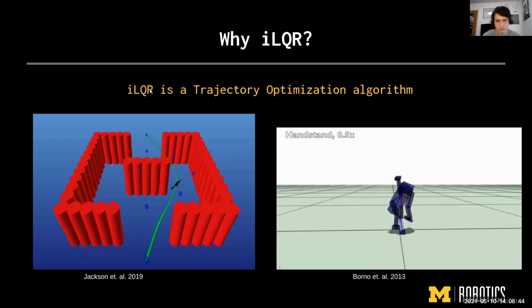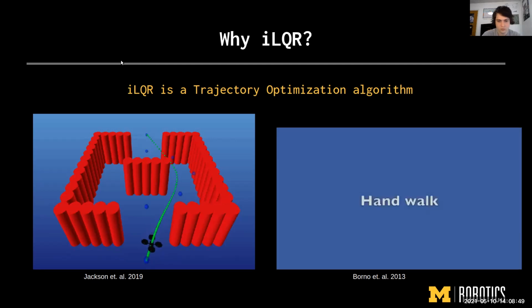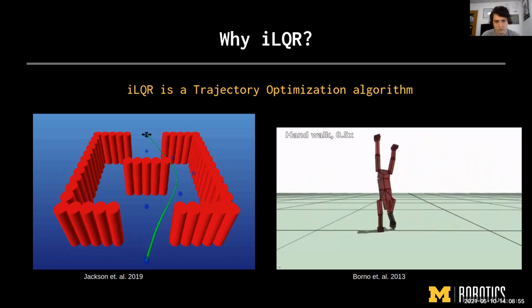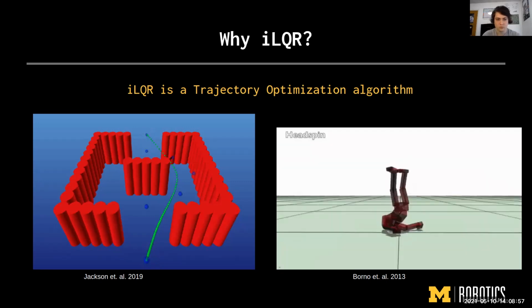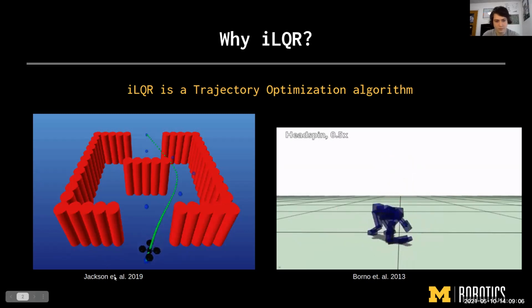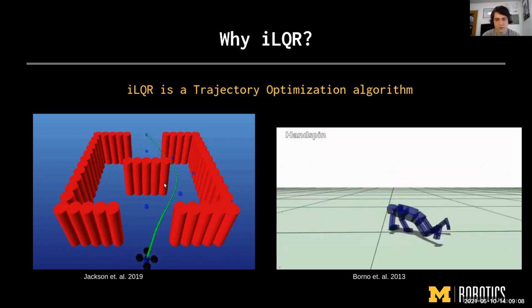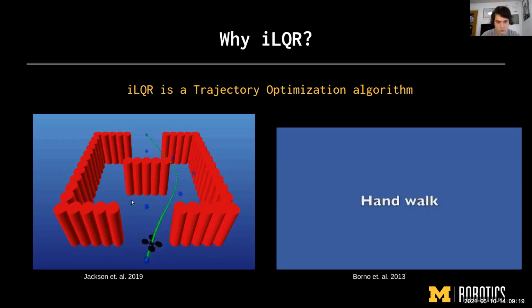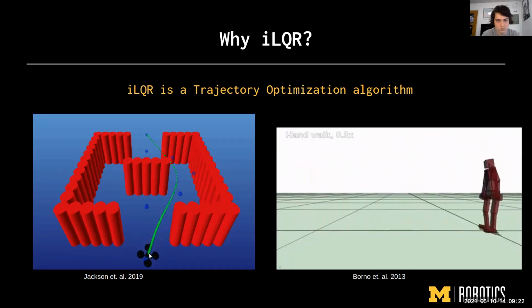Iterative LQR is essentially a trajectory optimization algorithm. And trajectory optimization is basically a means of coming up with dynamically feasible trajectories that obey certain constraints in the state space. So for instance, in the figure on the left, the quadrotor is trying to navigate around these obstacles, and the constraints are that it doesn't collide with any of these obstacles. So there are these collision avoidance constraints, as well as the constraints of the dynamics of the quadrotor itself.